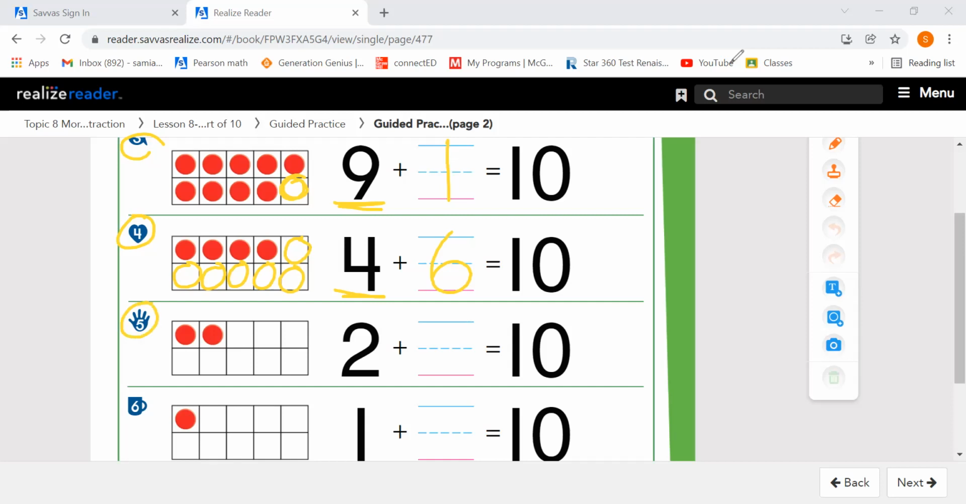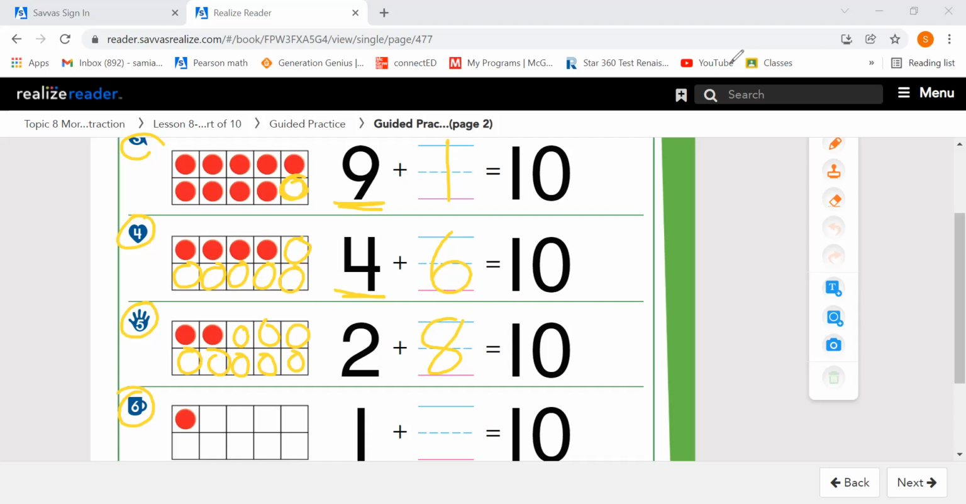All right, we're on number 5. We have 2 red counters. Let's start at 2 and count on, adding our yellow counters. 2, 3, 4, 5, 6, 7, 8, 9, 10. So we added 8 yellow counters.